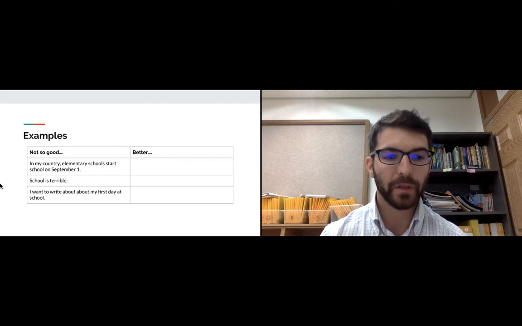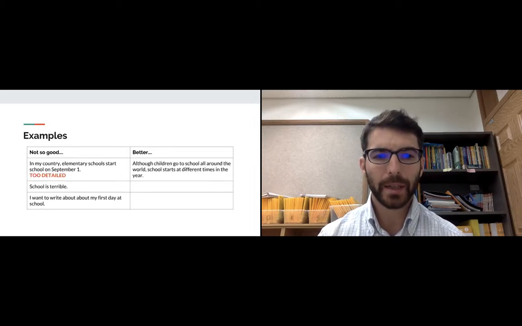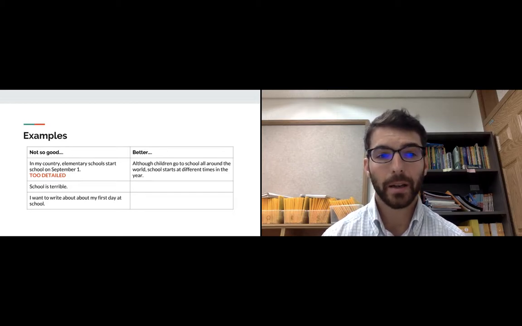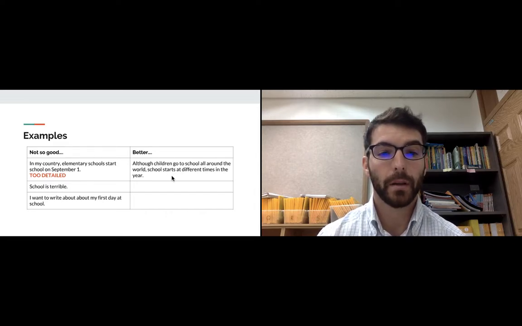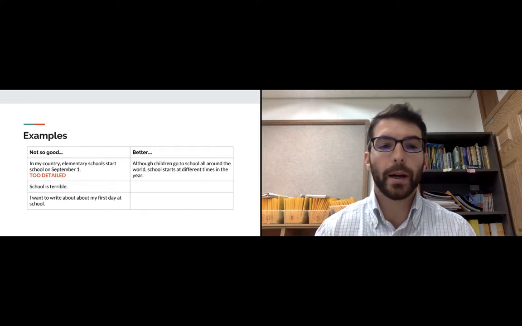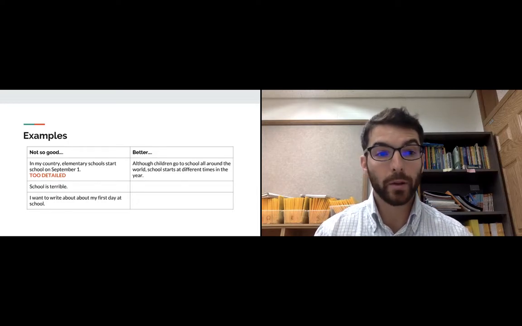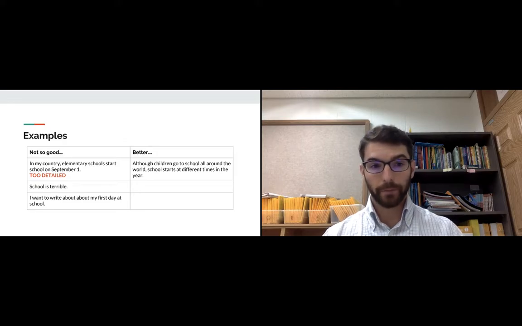Okay, so this first example here reads, in my country, elementary schools start school on September 1st. The problem with this topic sentence is that it's too detailed, right? There isn't a whole lot more that you can say about that. A better topic sentence might read like this. Although children go to school all around the world, school starts at different times in the year. Okay, so now I can talk more about when school starts in my own home country or when it starts in other schools as well.